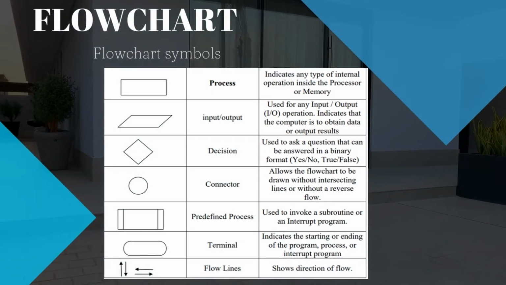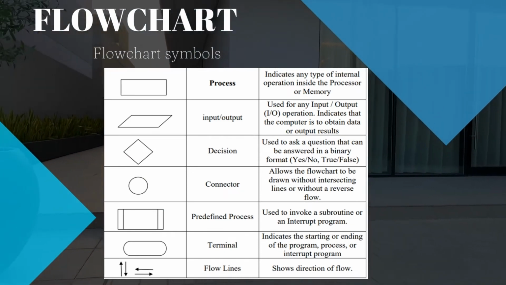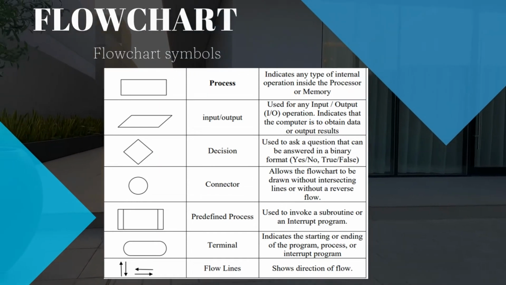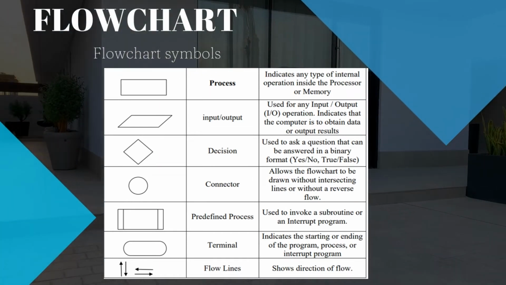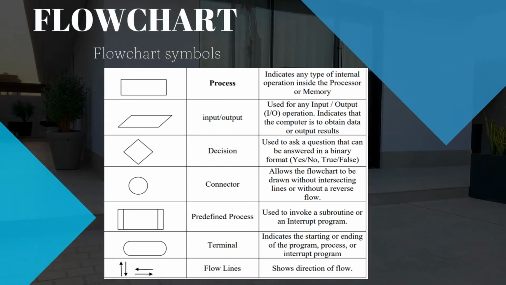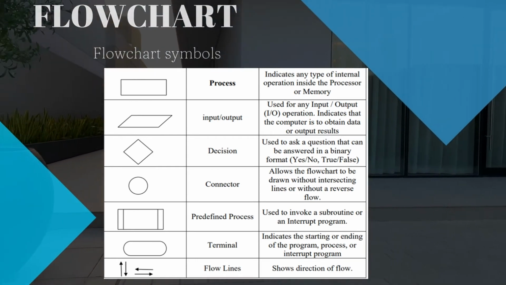There are 6 basic symbols commonly used in the flowcharting of assembly language programs: terminal, process, input-output, decision, connector, and predefined process. Example of a flowchart.